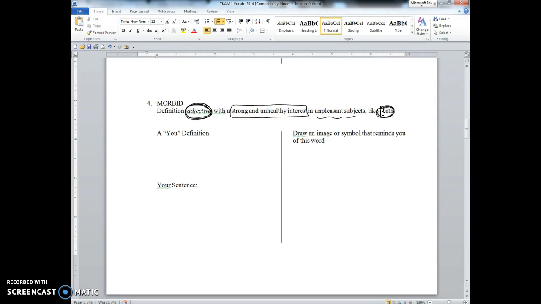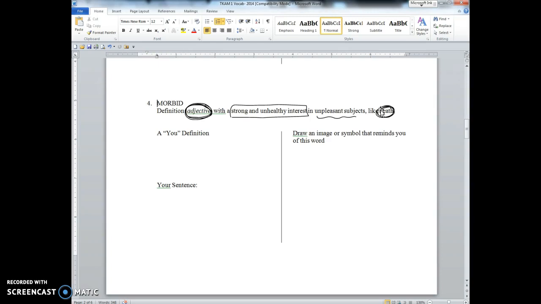Oftentimes that's something that happens in scary movies, where the little kid is drawing pictures and they're always morbid, like somebody dying or a ghost. Or they say, oh, where's your daddy in the picture? And they say, oh, he's dead. Like that's pretty morbid. So anything that has an unhealthy or strong obsession with something that's bad is morbid.